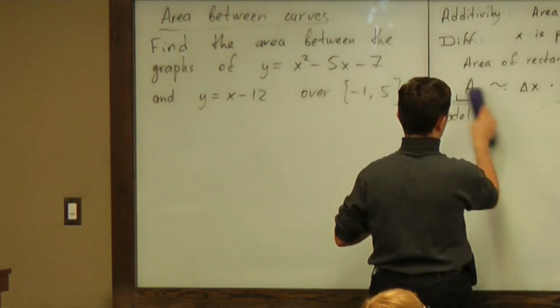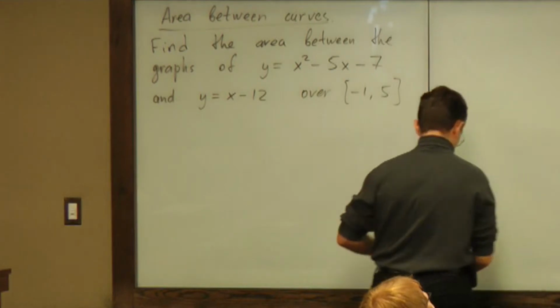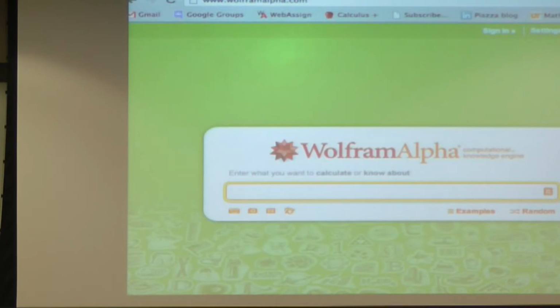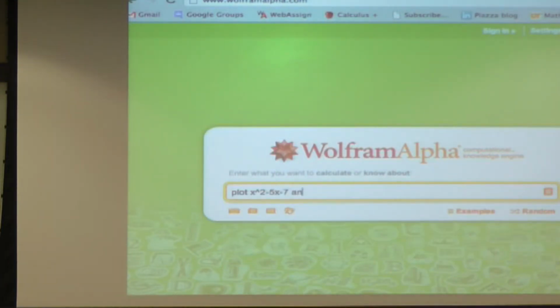And again, the first step would be to visualize what exactly the question is asking for. The best way would be to sketch the graph, and I will use Wolfram Alpha to sketch it. I will ask it to plot x squared minus 5x minus 7 and x minus 12 on the interval from minus 1 to 5.